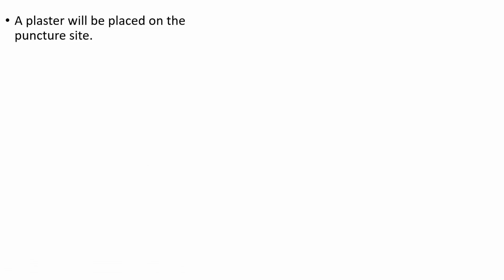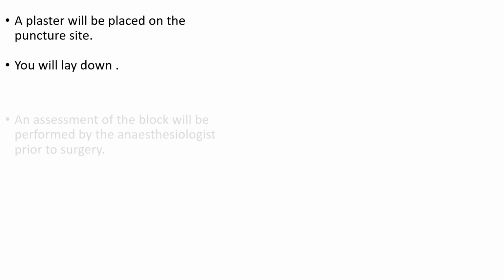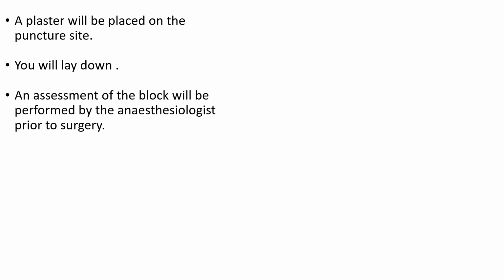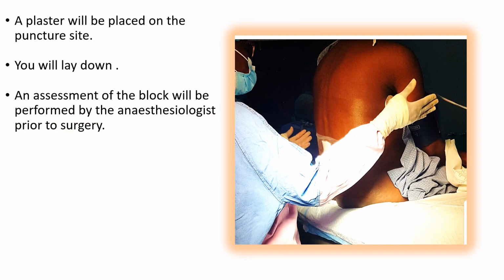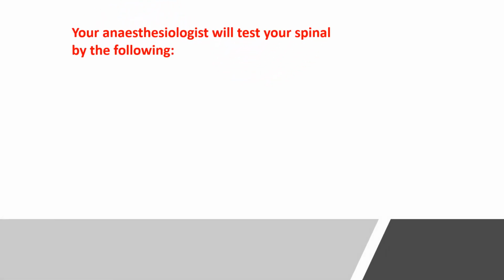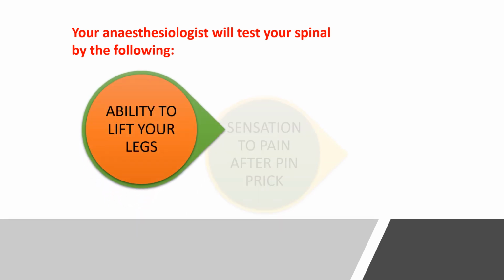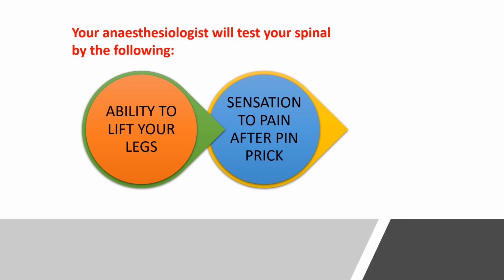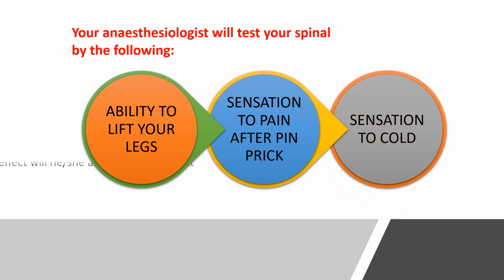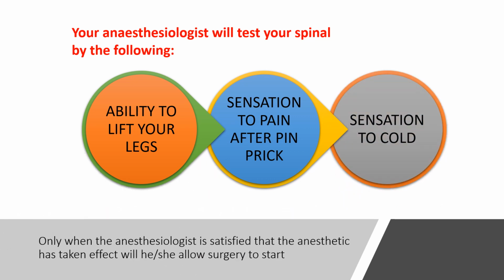The spinal needle will be completely removed and a plaster placed at the puncture site. You will then be assisted to lay on your back, and your anesthesiologist will test the spinal block to make sure it is working well. The spinal may be assessed by one or more of the following: the ability to raise your legs, sensation to pain after a pin prick, or the sensation to cold. Only after your anesthesiologist is satisfied that anesthetic is working well will he or she allow surgery to start.